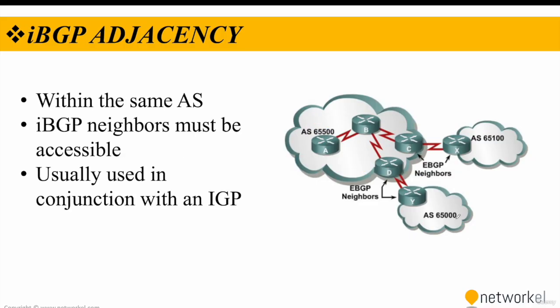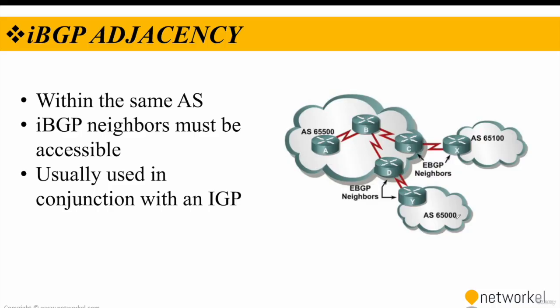On the other hand, iBGP refers to the relationship between BGP routers within the same autonomous system that allows them to exchange routing information. iBGP sessions are established very similarly to eBGP, using TCP port 179, and routers exchange BGP open messages to negotiate session parameters. Traditionally, iBGP requires that all routers within an AS have a direct iBGP session with each other to ensure consistent routing information. This is known as the iBGP full mesh.